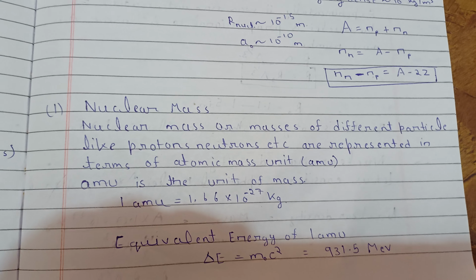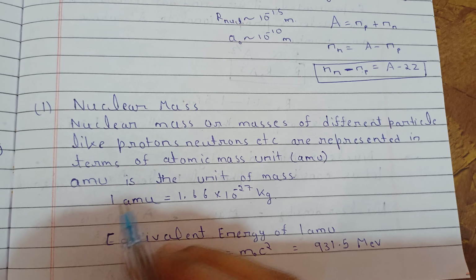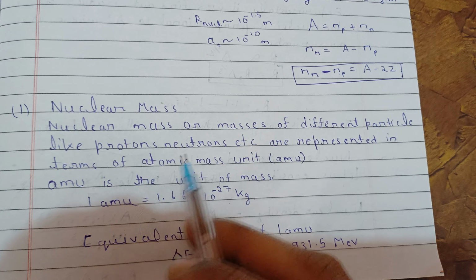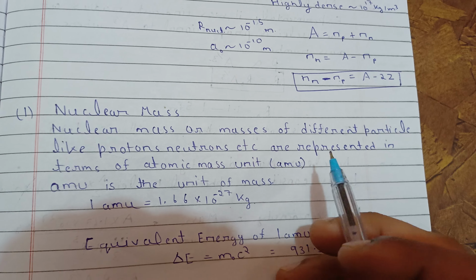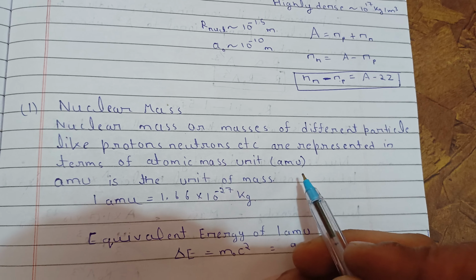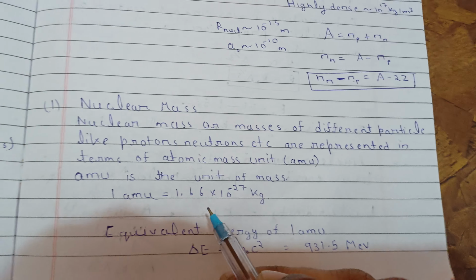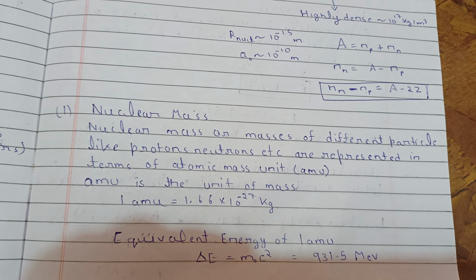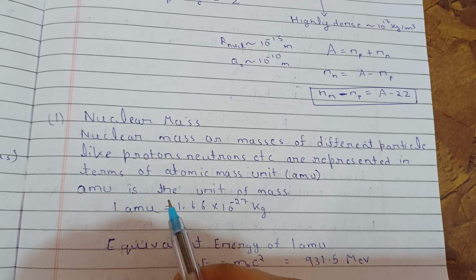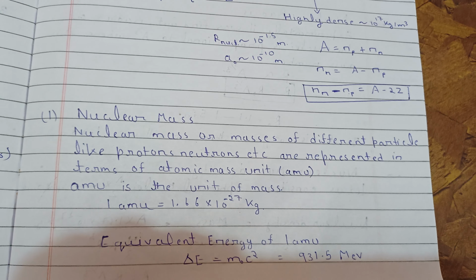Now let's discuss some different properties. First we will study the nuclear mass. So what is nuclear mass? Nuclear mass, or the masses of different particles like proton, neutron, etc., we represent by the AMU, the atomic mass unit. This is nothing but a unit of mass, and 1 AMU is equal to 1.66 × 10^-27 kilogram. So you must remember, wherever we are using AMU, you can just multiply with this number and you will get the mass in kilogram.